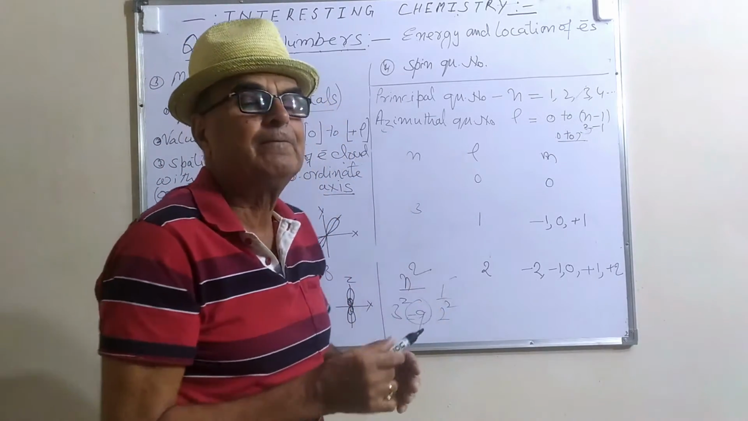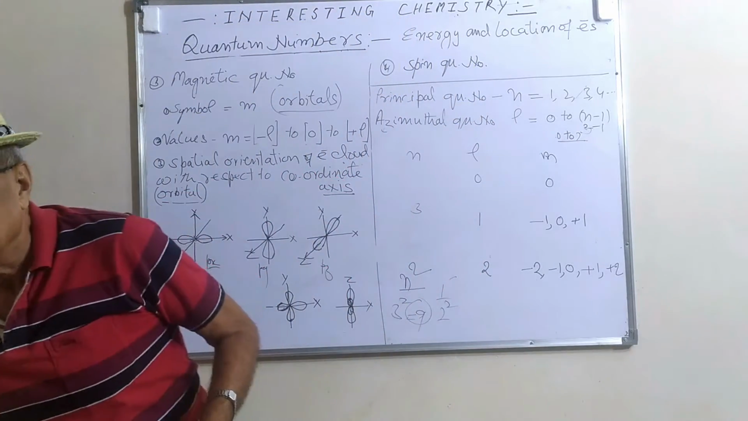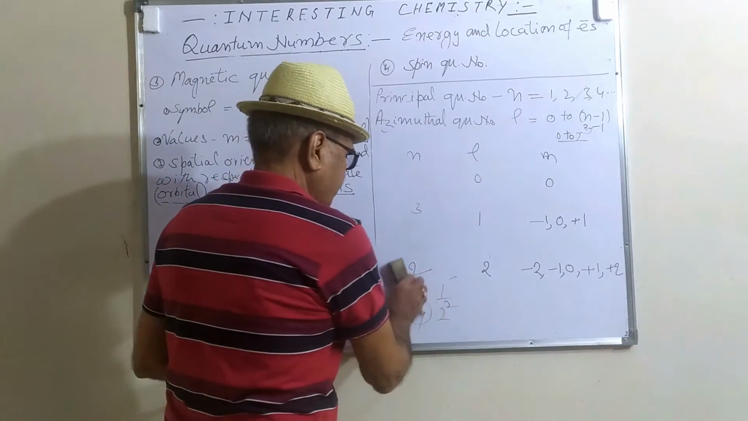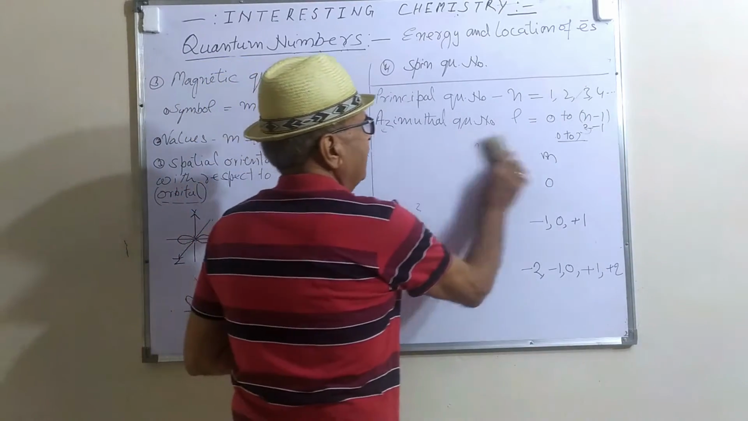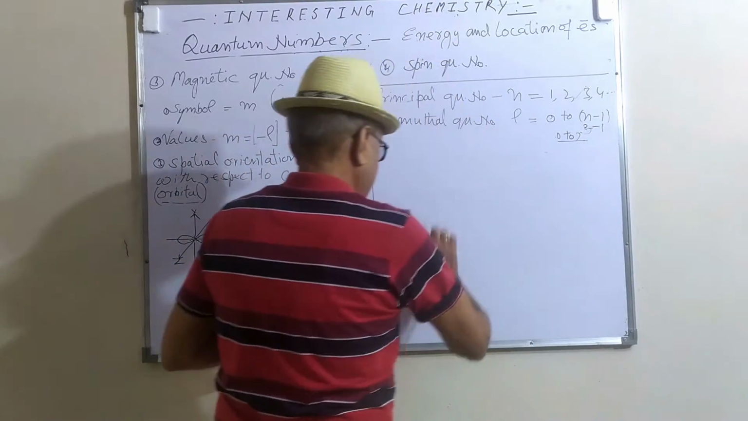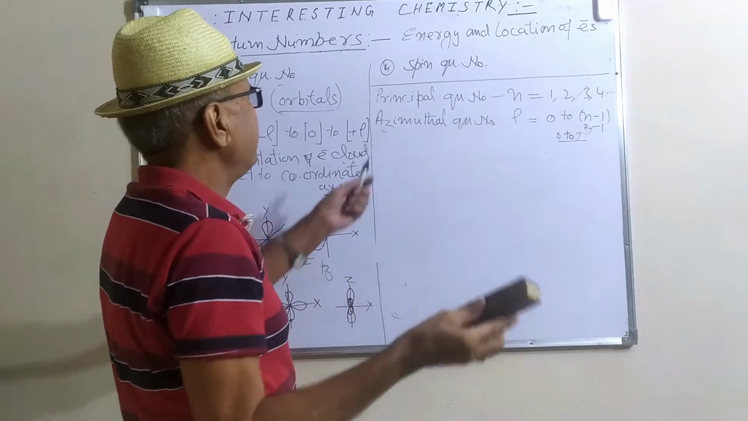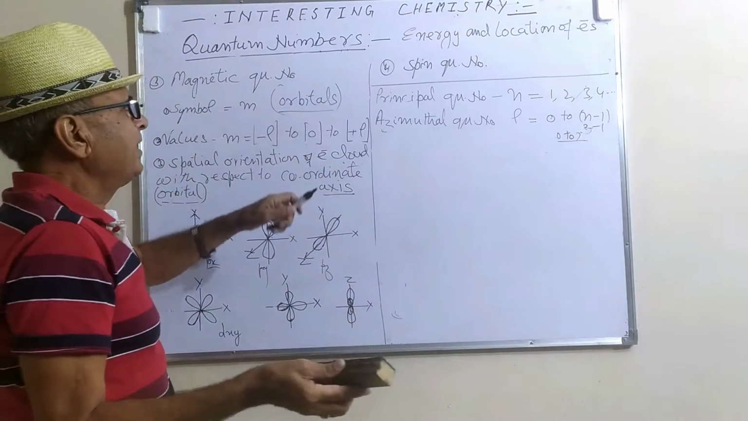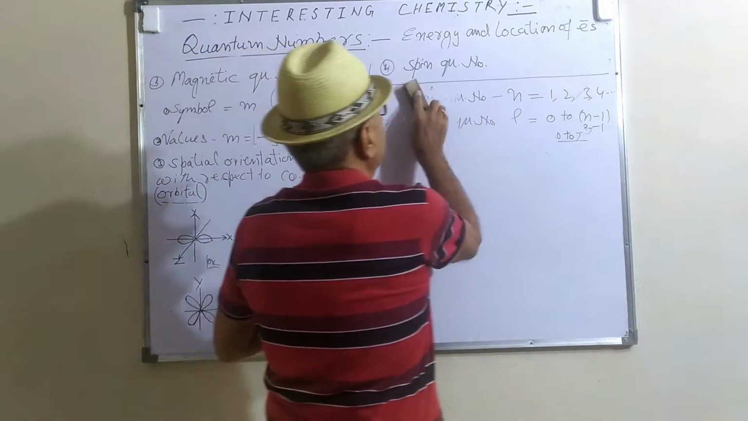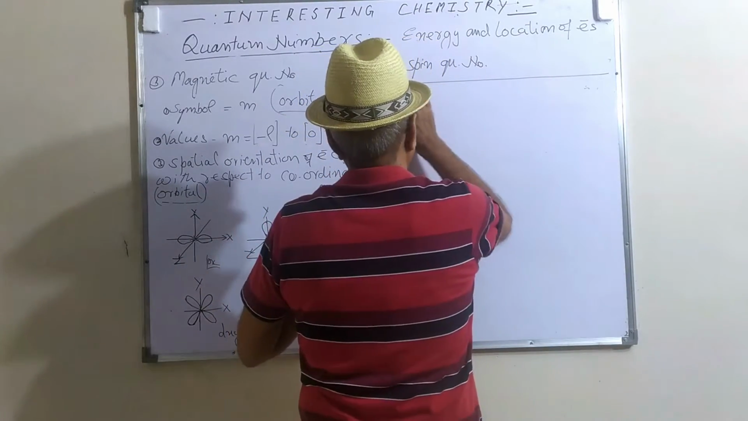In this way you can find the number of orbitals in a particular quantum number or cell. I think I have explained and you have understood. Now I am going to tell you about the spin quantum number.